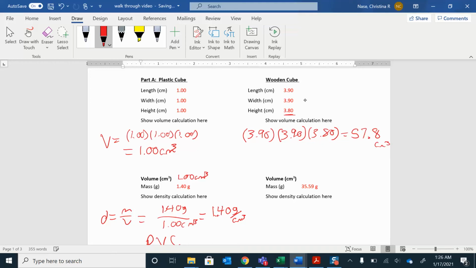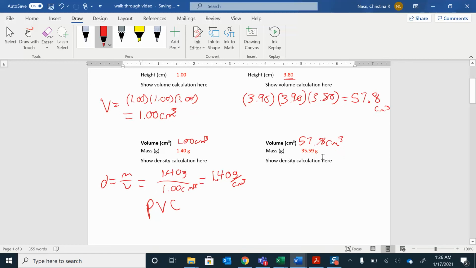So I had 3 sig figs here all the way down, so I'm going to end up with 3 sig figs over here. So my volume here is 57.8 centimeters cubed, and you can see the mass is right here. So I just put that on the balance. So density is mass over volume, so I'm going to have 35.59 grams over 57.8 centimeters cubed. And then when I work that out, I got 0.616 grams per centimeter cubed.